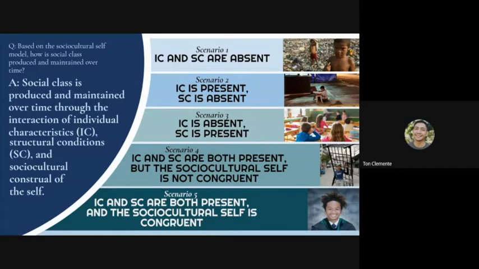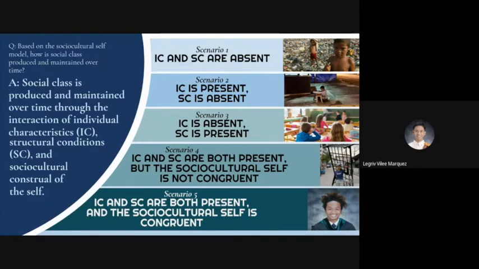Okay, go. So in order to address the question, we need to address first the sociocultural self-model of Stephens. And basically, we answered the question that social class disparities in health and education, for example, in other institutions, are produced and maintained over time through the interaction of the individual characteristics or the IC and structural conditions, and of course, the sociocultural control of the self.